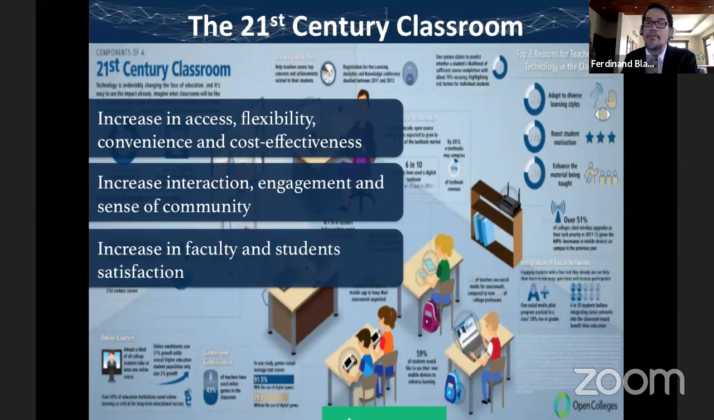And over time, there is an increased faculty and student satisfaction. The Philippines is one of the most engaged countries in terms of technology. We send 2 billion texts per day.